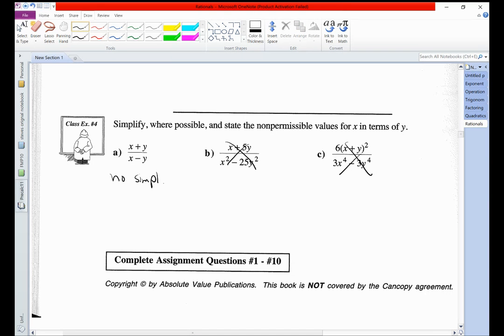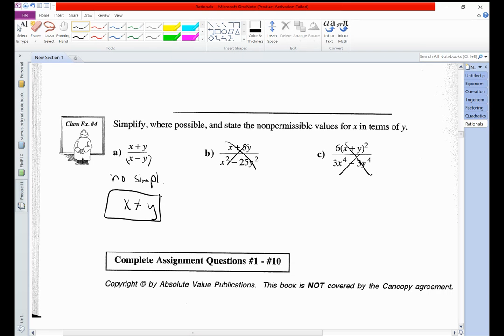But now when we go to do our non-permissible values, we have to do it a little bit different. So we have x minus y as our denominator. That can't be 0. So basically all you have to say is x cannot equal y. Right? If x is the same as the value of y, then that bottom is going to be 0. So that's your non-permissible value there. I just wanted to show you that.